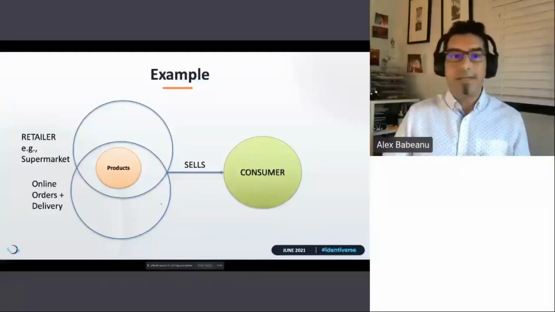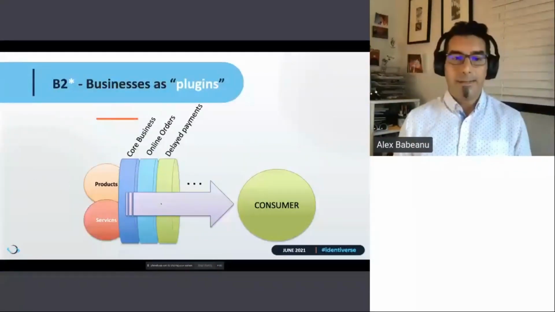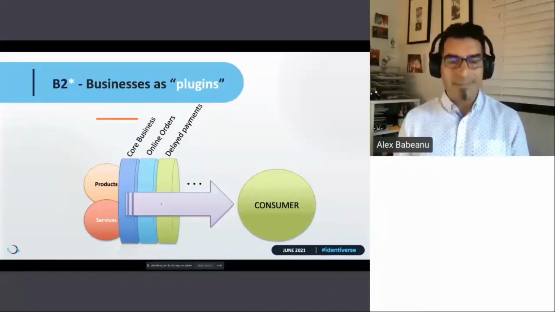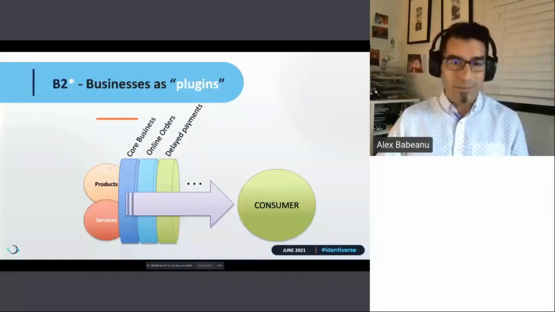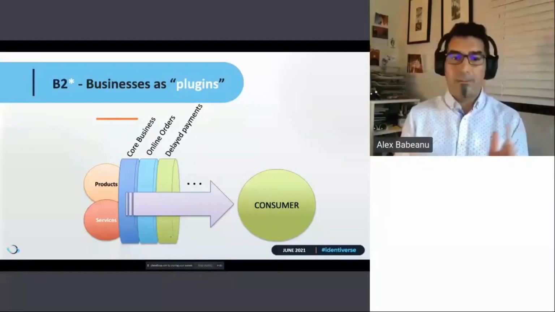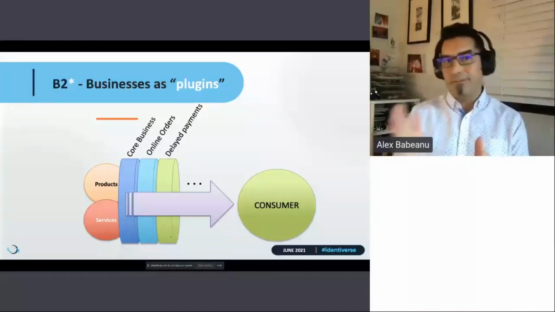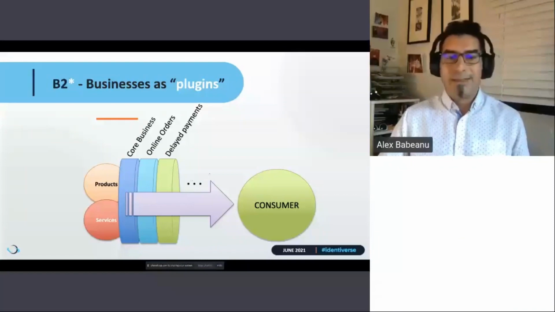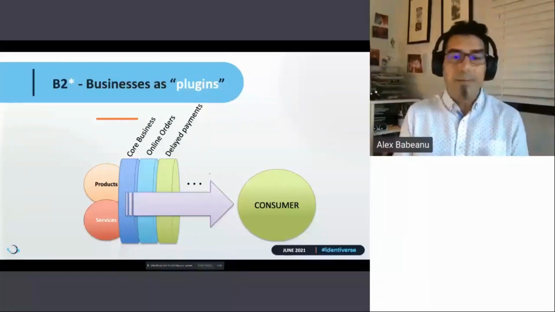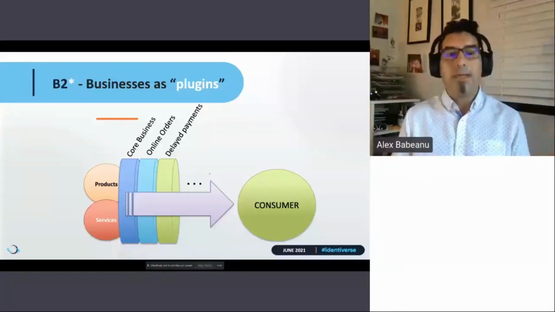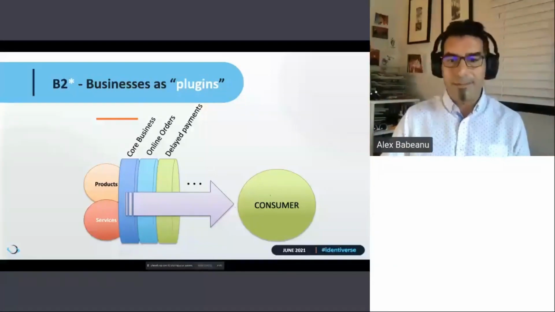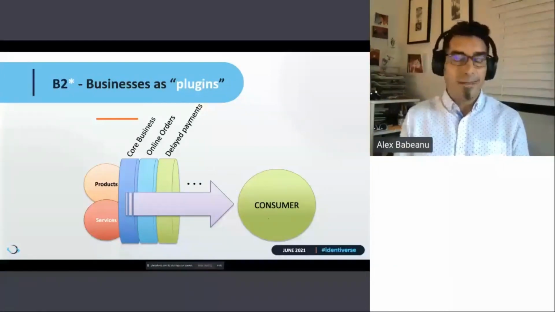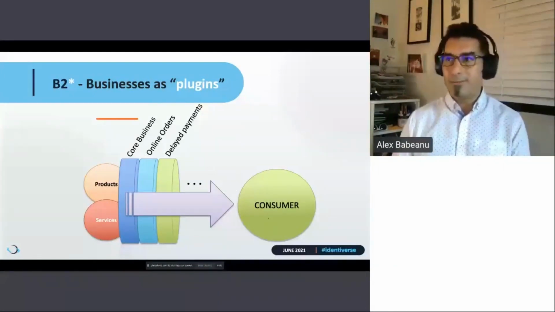This is where we're getting into B2 star. And when we get there, it's an interesting thing to think of businesses as plugins to our core business. After all, we have our core business that sells products and services, and all we're doing is adding capabilities to that business, like online orders, delayed payments, and there's no theoretical limit as to the number of partnerships we may have. Now, the important thing here is that this is all to sell the same products and services to the same consumer.